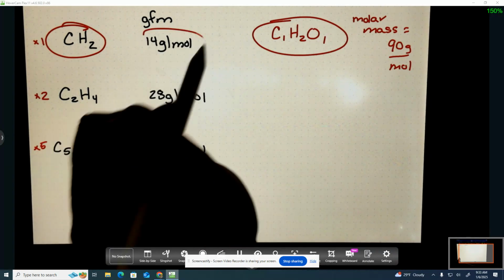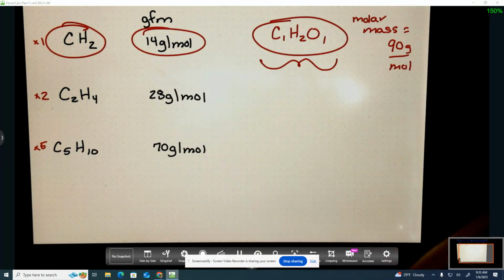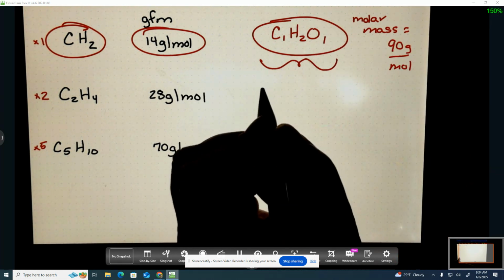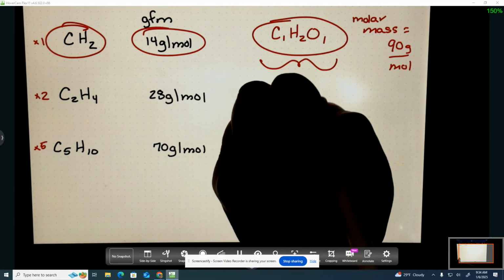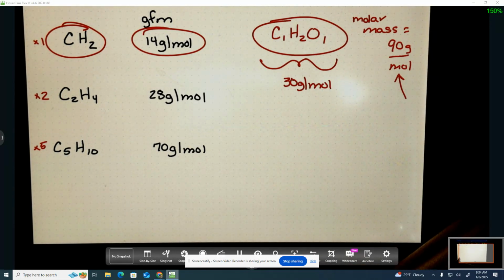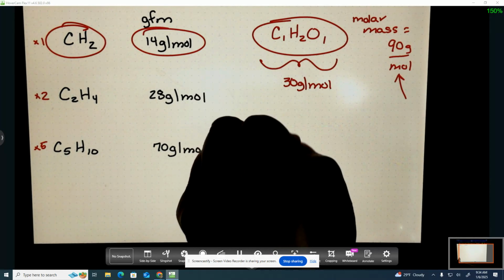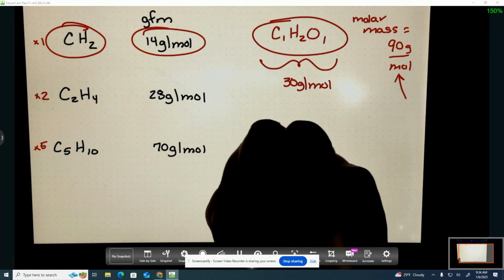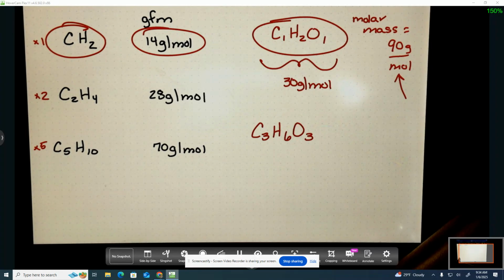What can I find of the empirical formula? Can I find how much this thing weighs? How much does it weigh? 30 grams. 30 grams per mole. I want something that weighs 90 grams per mole. You have to multiply by 3. Right. So what's the molecular formula going to be? C3H6O3. You see how we did that?